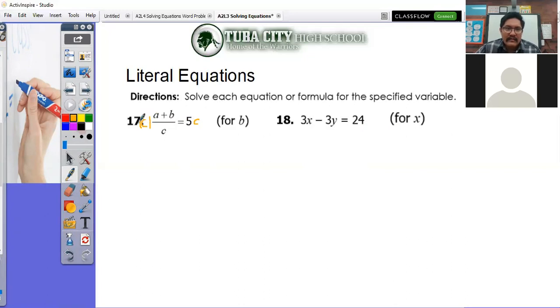So again, this is divided by c, times it by c. They cancel out. So that leaves me with only a over b equals 5c. Now I got to get this a out of here. So minus a, minus a. Now again, these are not like terms, so I cannot combine them. I cannot get like 5c or 5ac or something like that. So since I can't combine them, I'm just going to write them all out, 5c minus a, like that.